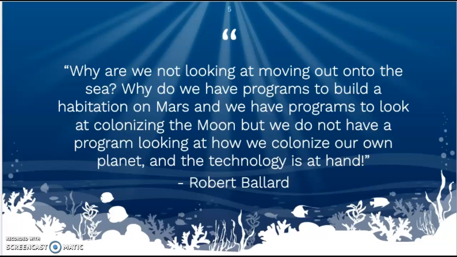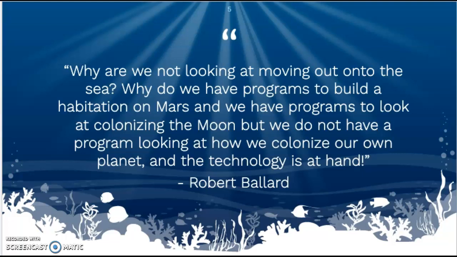Here's a quote from a guy named Robert Ballard, who was the person who discovered the sunken Titanic and has helped explore it. He's lamenting the fact that we are not spending the time and energy to continue exploring the oceans, but are exploring space or other things instead.